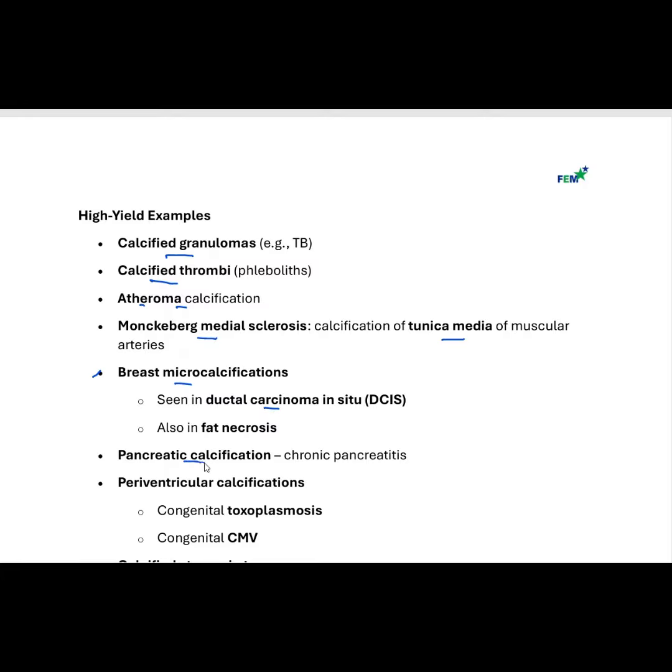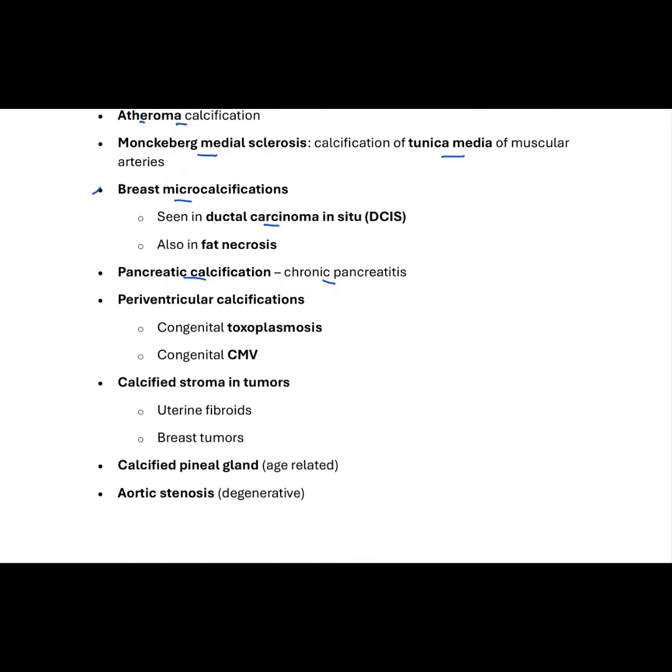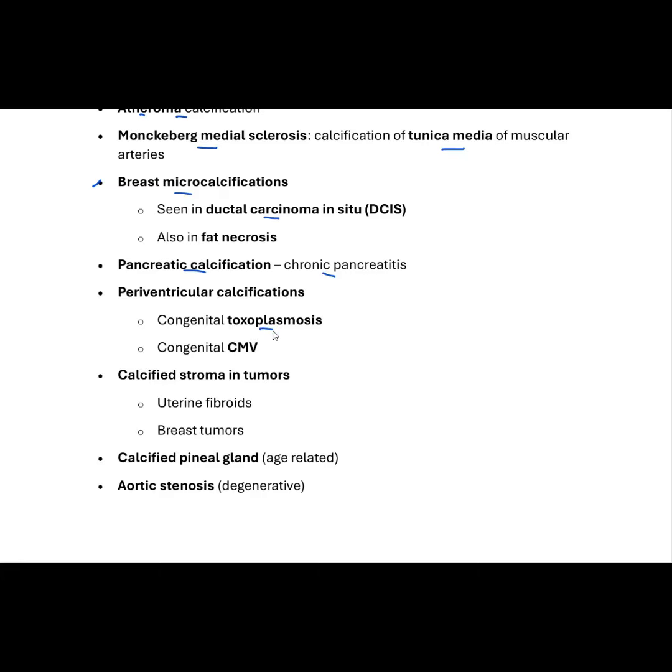Next is pancreatic calcification in the setting of chronic pancreatitis. So if you see an image showing calcification of the pancreas, always think of chronic pancreatitis. Next is ventricular calcification in the setting of congenital infection like toxoplasmosis and CMV. Next example there is calcified stroma in tumors, like in the case of somebody who has a uterine fibroid, and now the uterine fibroid has calcified.